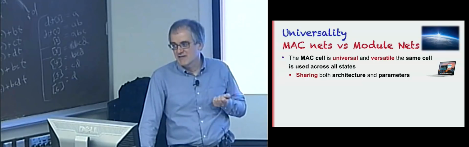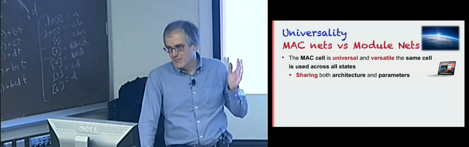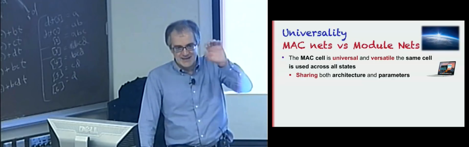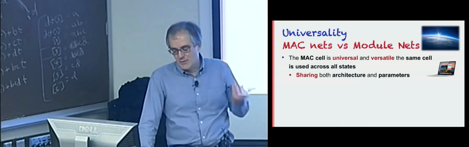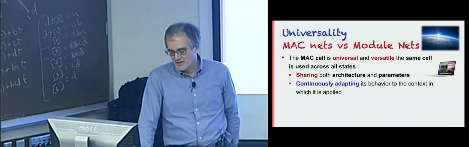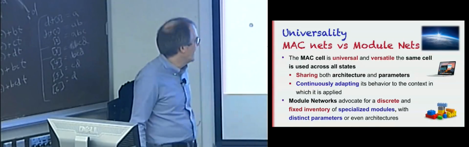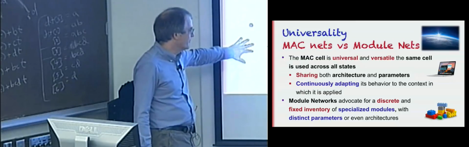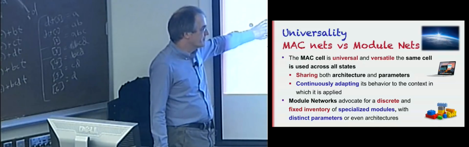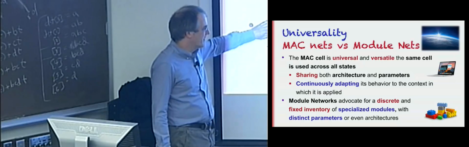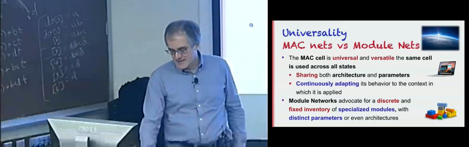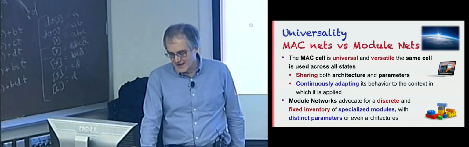And this sharing of parameters actually really seems to help. We did some separate ablation model variance studies, and we did a version where you had separate MAC cells at each time step without parameter sharing, and that worked decidedly worse. So it can continuously adapt in a neural network style its behavior in the context in which it's applied. And the inverse of this is that the module networks aren't end-to-end differentiable continuous modules that you can just optimize in a neural network fashion, because you have this discrete fixed inventory of modules, and they're specialized to each particular task, and their parameters optimized separately.